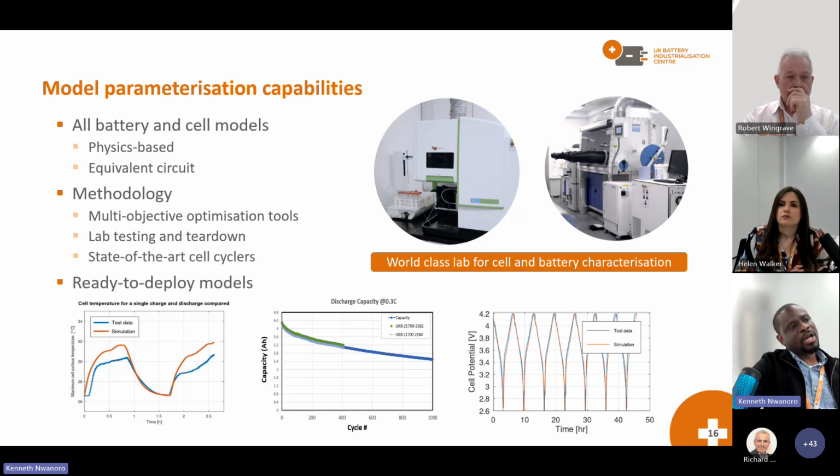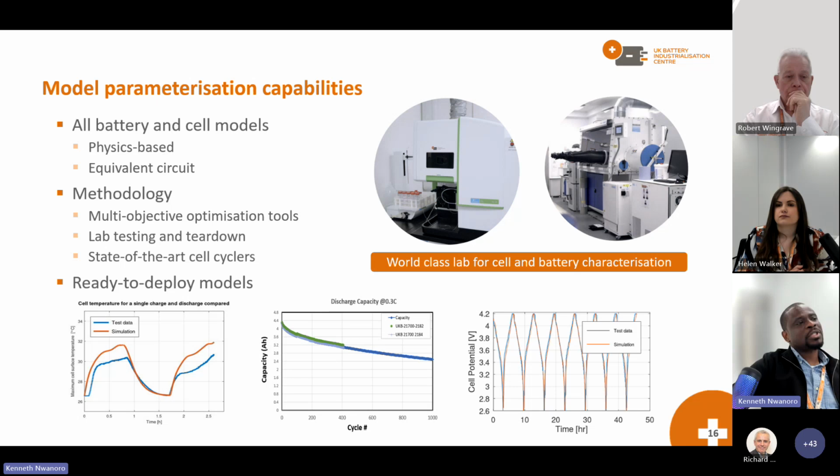And that is because we have these multi-objective optimization tools, and we have one of the best labs in the world where we can do a full cell teardown and perform the measurements that we need to extract the required parameters, which we can then test in our model and see how accurate they are. And then these models are developed and ready to be deployed for cell performance analysis and cell design analysis.